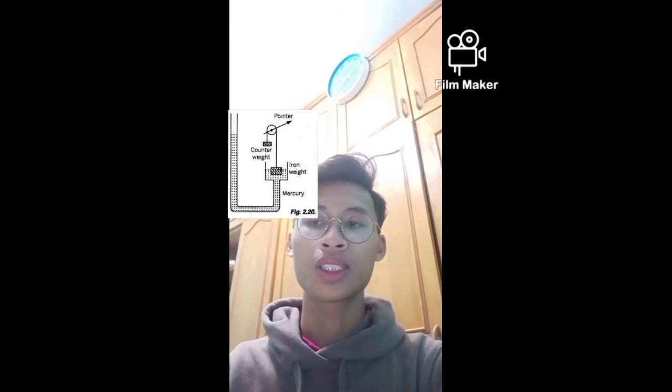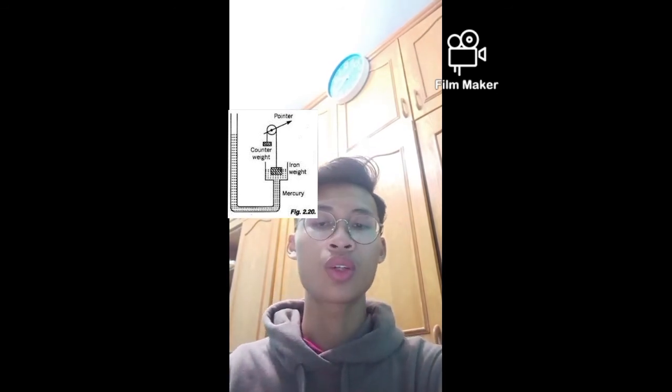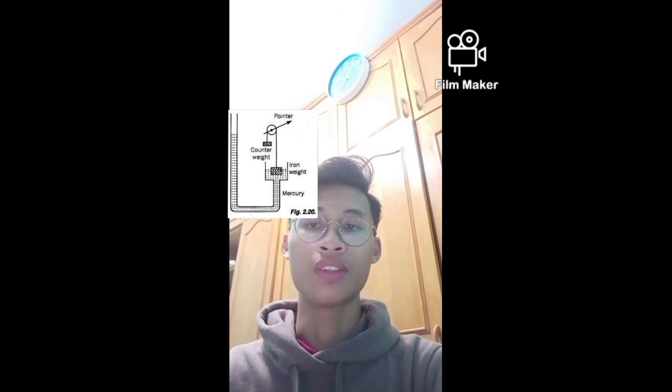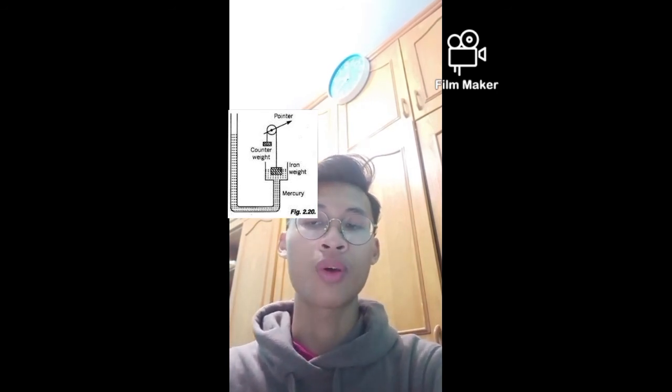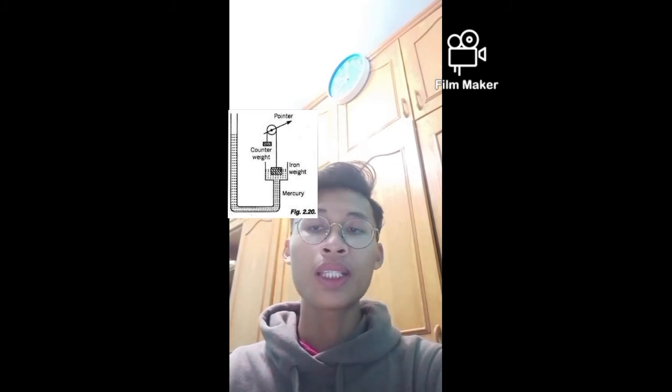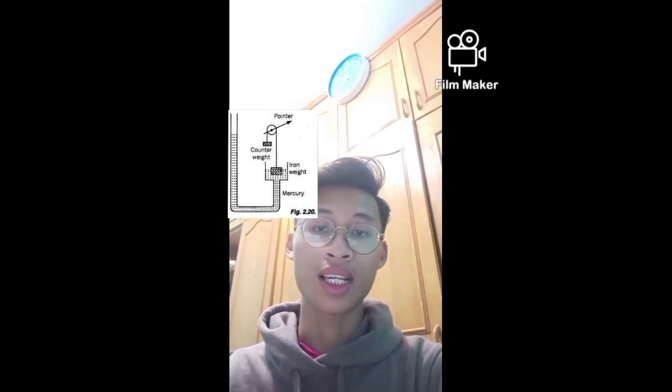This is an example of a household barometer. This instrument is conveniently used as a household barometer. This device consists of a glass tube bent at the lower part to form a U-tube. The open end of the U-tube is enlarged. This enlarged part takes the place of the bowl or reservoir of the ordinary barometer.